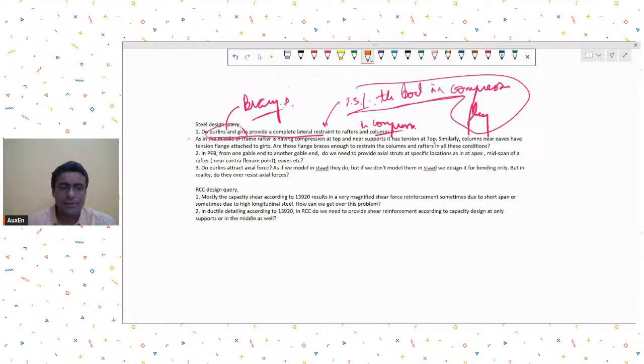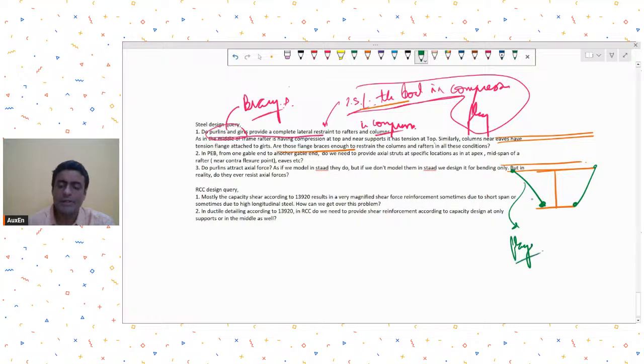So if you are providing flange braces, the same rule applies. Let's say this is my rafter and there's a purlin going on top. Usually what we do is that we provide a flange brace like this to connect the bottom flange. The same rule for flange bracing also, whether or not it is sufficient, apply this 2.5% rule.